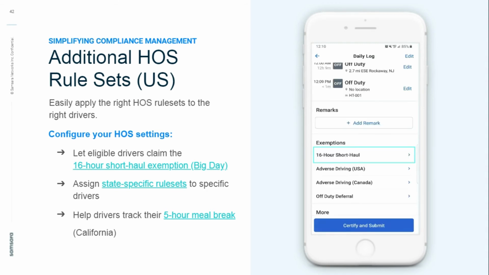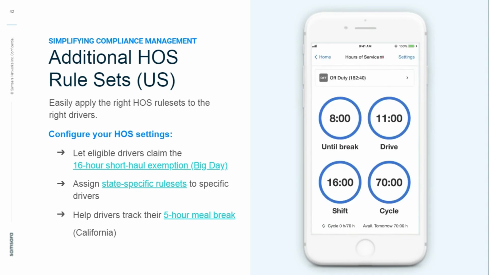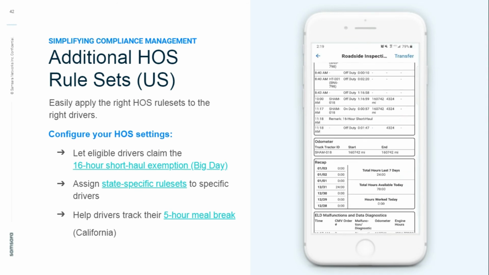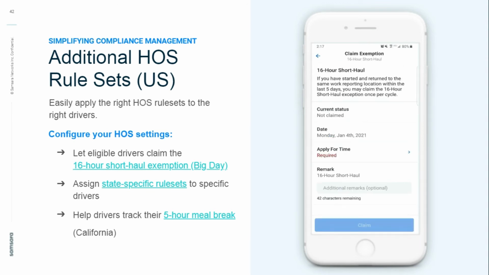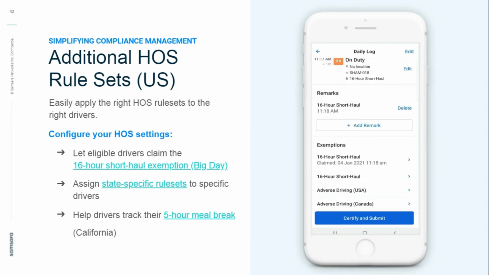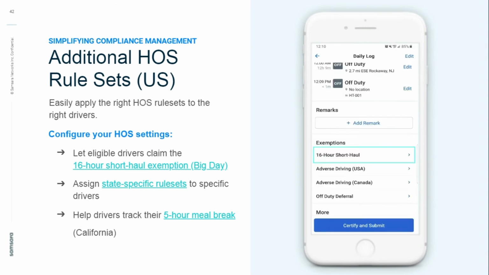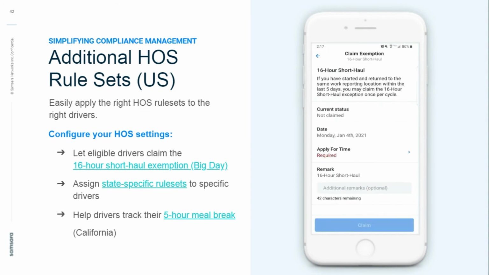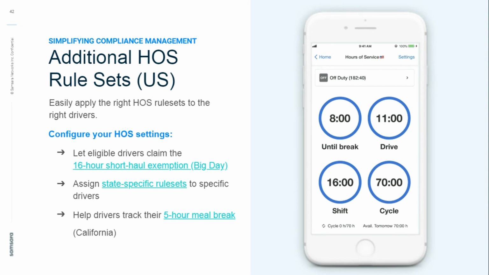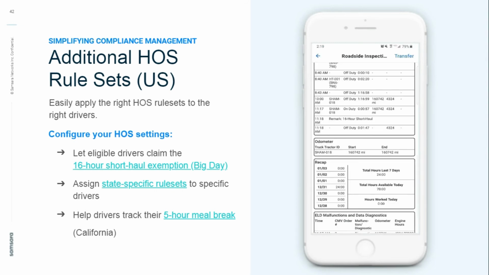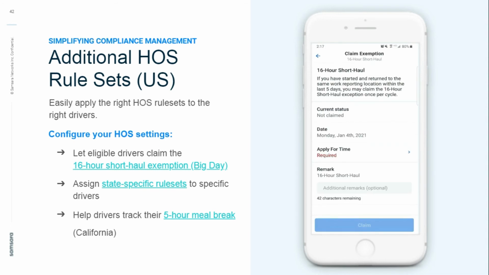So recently, we have announced that we can let drivers claim the 16-hour short haul exemption or the big day exemption. You are also now able to assign state-specific rule sets to specific drivers. This is more powerful if you have drivers that are operating or based in different states. What this means is now you can support, let's say, the Texas rule set for drivers who are based in Texas and a California state rule set for drivers who are based in California, and you're going to be able to support both of those state rule sets in your fleet.